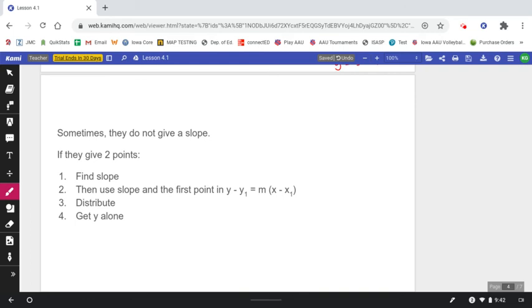Sometimes they do not give a slope. Instead, they give 2 points. So if they give you 2 points, the first thing you're going to have to do is find slope. And remember, our slope formula from last chapter is y2 minus y1 over x2 minus x1. Once you find the slope, we're going to use that and the first point in our point-slope form, and then distribute and get y alone.